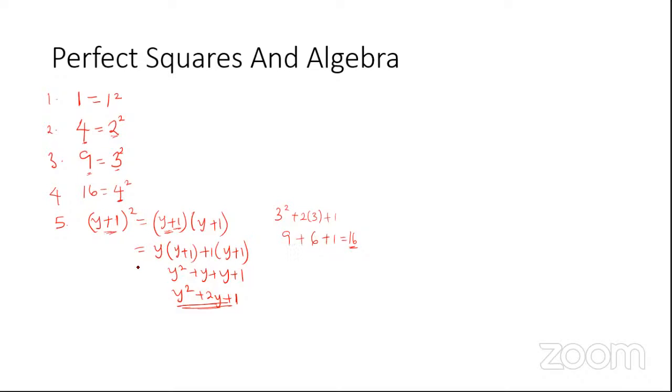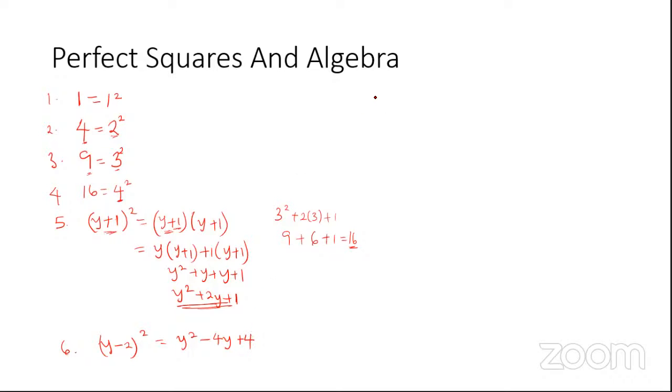So I also have another example. I can have y minus 2 squared. I'm going to start with y squared. For the middle, I'll multiply 2 times y times minus 2, that's minus 4y. Then minus 2 squared gives me plus 4. So what we are trying to say is that y squared plus 2y plus 1 is a perfect square, and y minus 2 squared, which is y squared minus 4y plus 4, is also a perfect square.